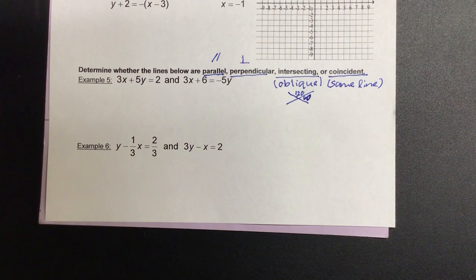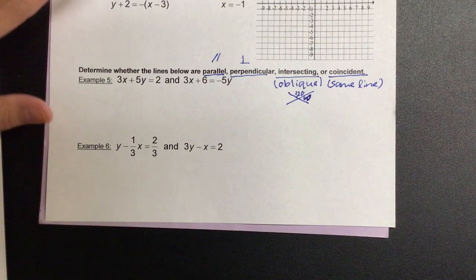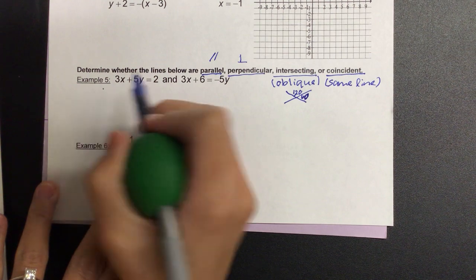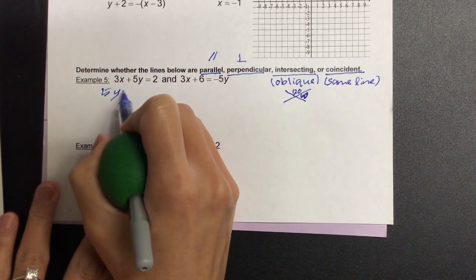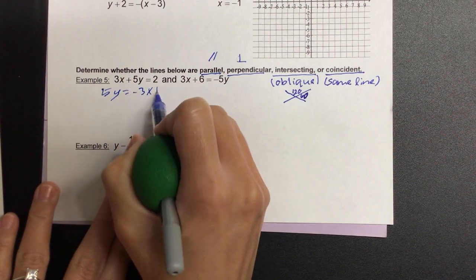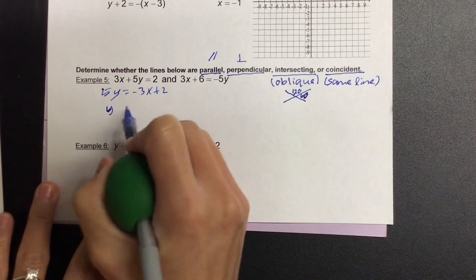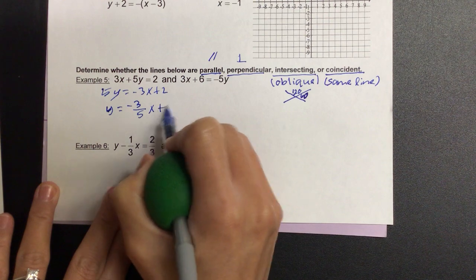All right, so let's look at this particular problem. So looking at this, let's go ahead and solve for y and compare the slope and the y-intercept. So to solve for y on this one, the first thing I'm going to do is subtract 3x. And then I'm going to divide it by 5, right? So we have y is equal to negative 3 over 5 x plus 2 over 5.